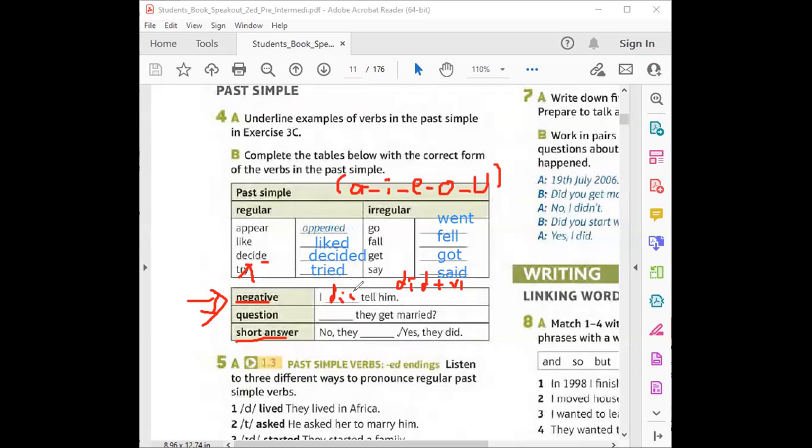Did not. Can I say I didn't told him? No, no, no, because after did, what do we have? Verb 1.